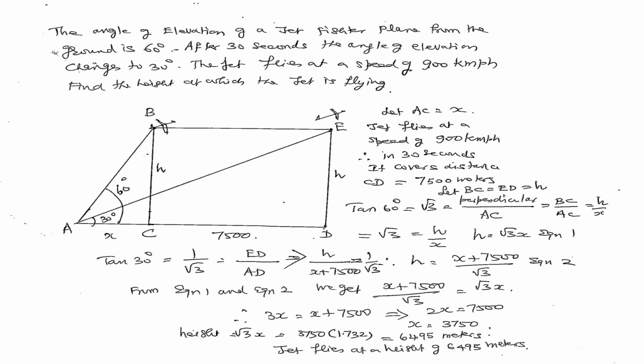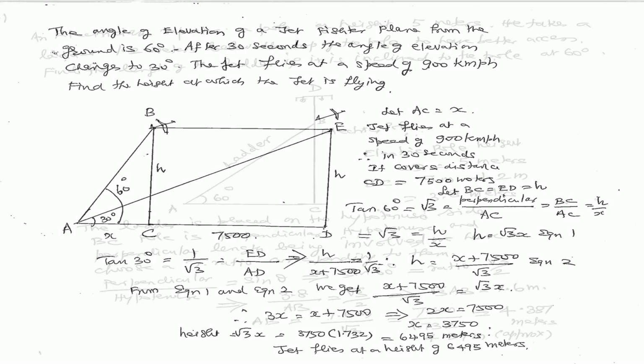Tan 30 is equal to 1 by root 3. ED by AD, which is equal to H by X plus 7500, is equal to 1 by root 3. Therefore, H is equal to X plus 7500 by root 3, equation 2. From equations 1 and 2, we get X plus 7500 by root 3 is equal to root 3 x. Cross multiplying, 3x is equal to x plus 7500, 2x is equal to 7500, x is equal to 3750. Height of the plane flying is root 3 x, that is 3750 multiplied by 1.732, which is 6495 meters above the ground.